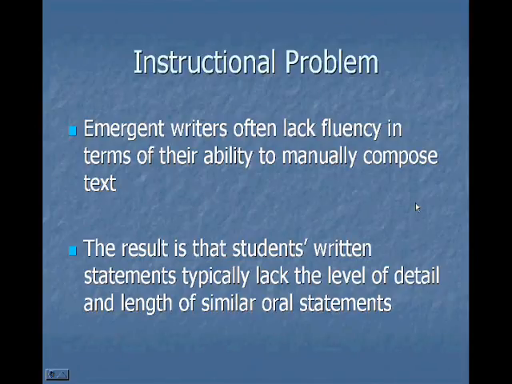So if I ask for a response and they respond orally, I tend to get a lot of detail, longer sentences. But if I ask them to write that same response, what usually happens is the students sort of truncate or shorten their statements. They use less details and the sentences get shorter because, since it's more difficult for them to write, they'd rather write less because it's easier to write less.